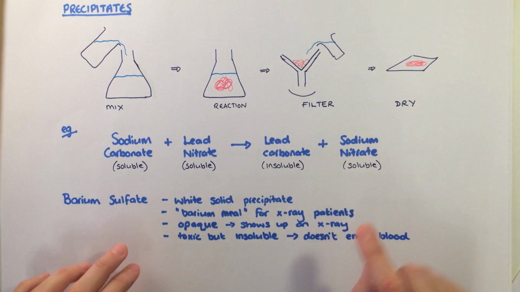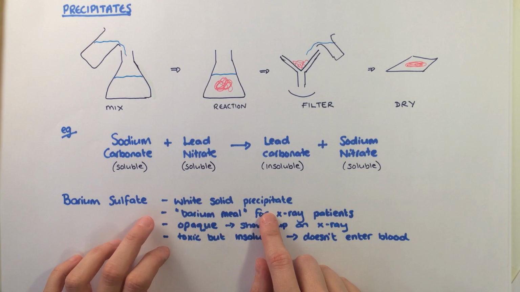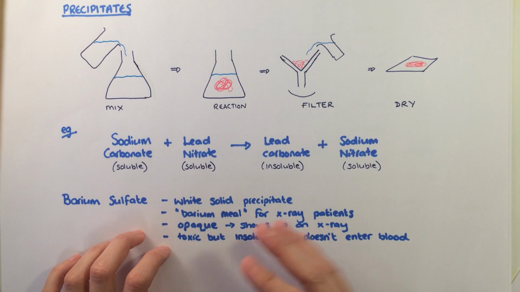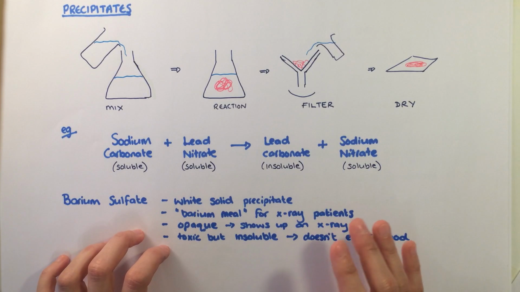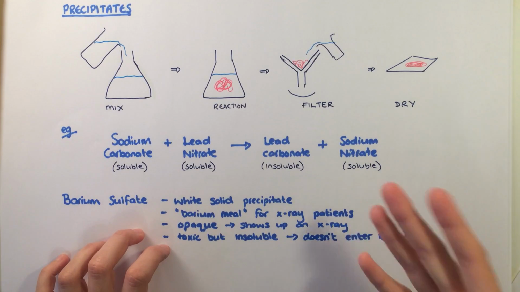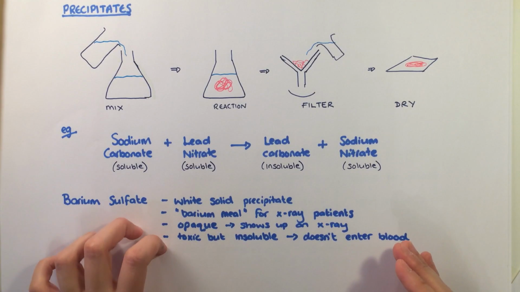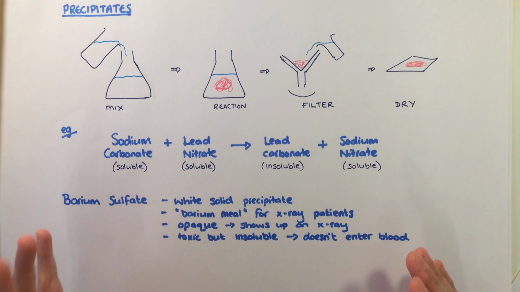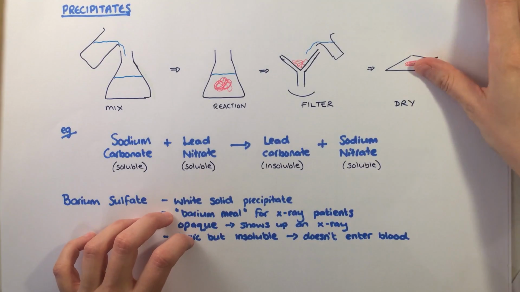A particular precipitate you need to know is barium sulfate. This is a white solid that is given to X-ray patients and they eat or swallow it. It is opaque to X-rays. In other words, it does not let X-rays pass through them, so they show up on an X-ray image. It is toxic, however, because it's insoluble, it does not dissolve into the blood, so it does not cause any harm.